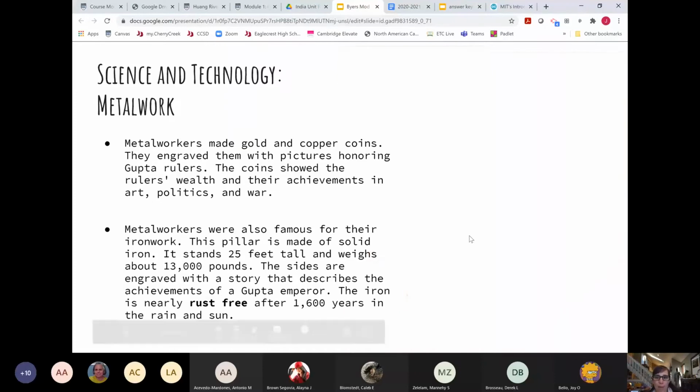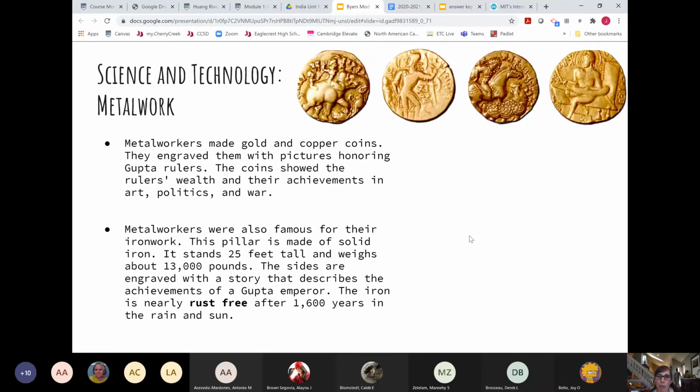Okay. All right, science and technology. So metalworking was really big at the time, and Gupta crafters were really good with metals. So they made a lot of gold and copper coins and engraved them with pictures that honored the Gupta rulers, that showed their achievements. So here's something really good that Chandragupta II did, and they put it on a coin because coins travel throughout the empire, right? Because you use them to pay for things, and then they end up traveling through the trade routes. So a coin is a really good way. It's like sending out a newsletter. Like here's the newest things that our emperor has done.